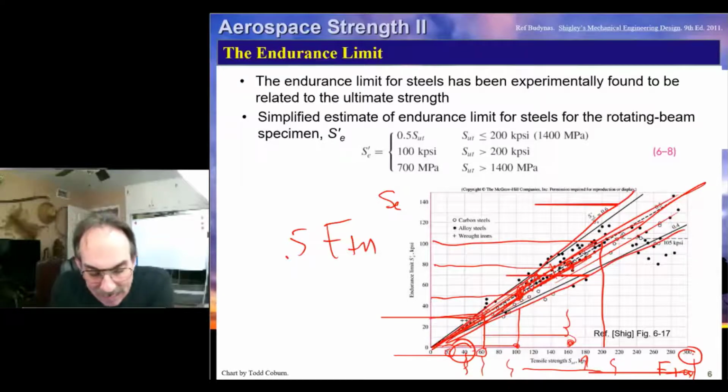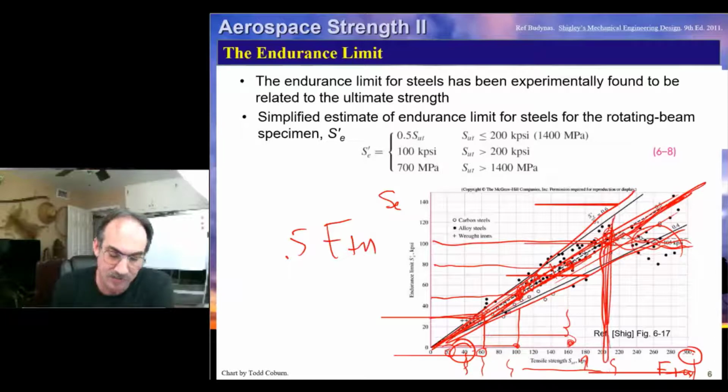Scatter's increasing. And you'll notice here, once we get to somewhere out in here, fewer of the points are along this line and more of them are below the line. In fact, it looks like they're kind of lingering down in here once we get beyond a certain strength level. You see that?